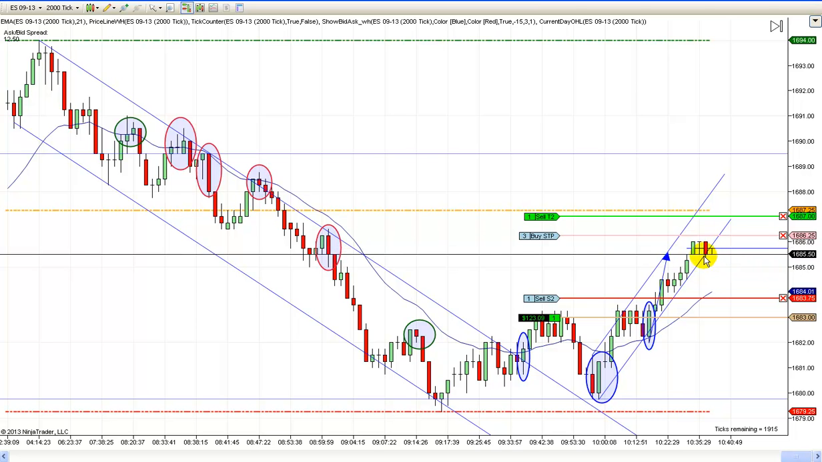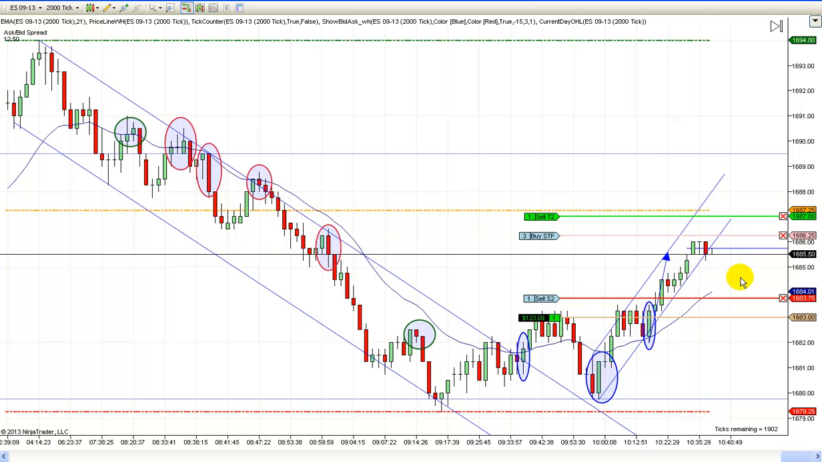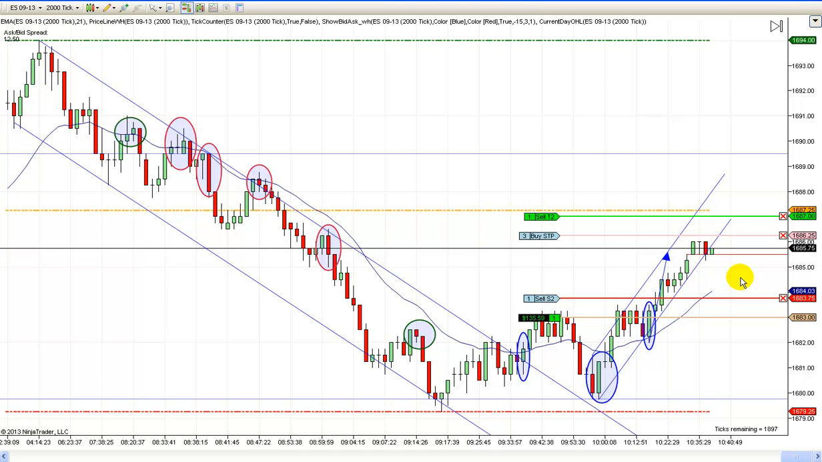Notice how that still didn't close below that line. We ticked below it, but it didn't close. That's a good sign that our line is valid. Other people are seeing that.